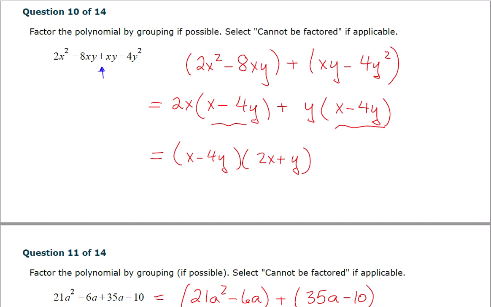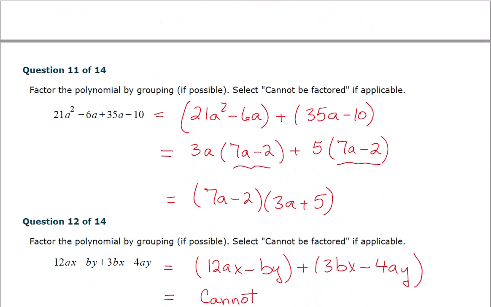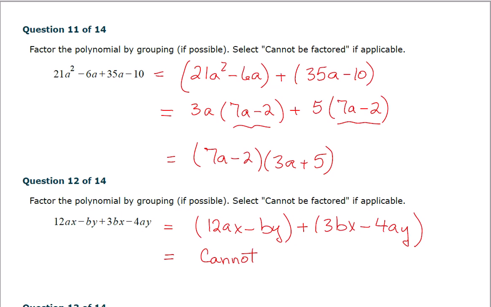All right, question 11. Again, by grouping, let's see the middle. Got a plus. We're in good shape. Pair them up. Don't need to do anything. Look for numbers in common. Look for variables in common. Take them out. Then I've got this 7a minus 2 in common. Take it out. And we're done.